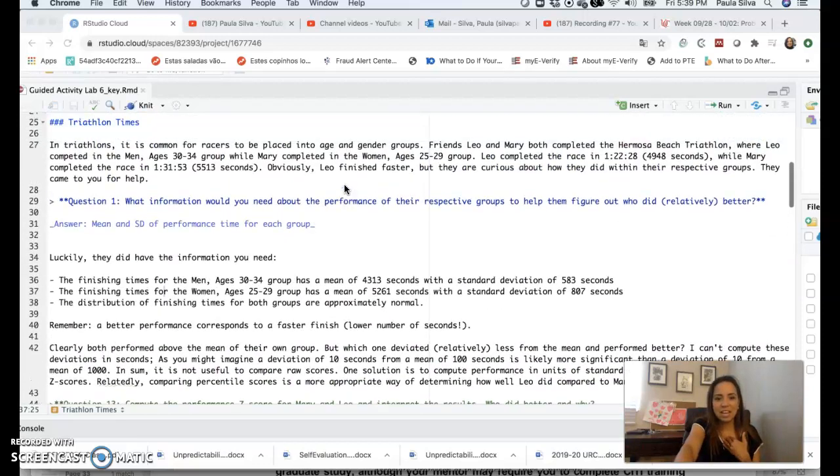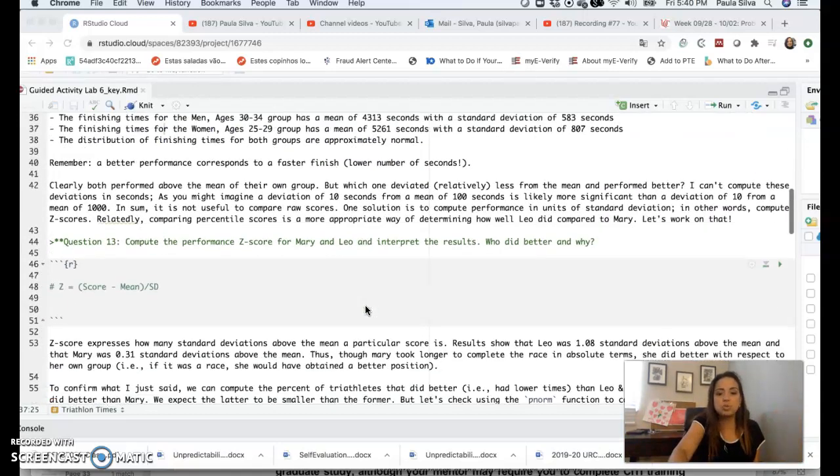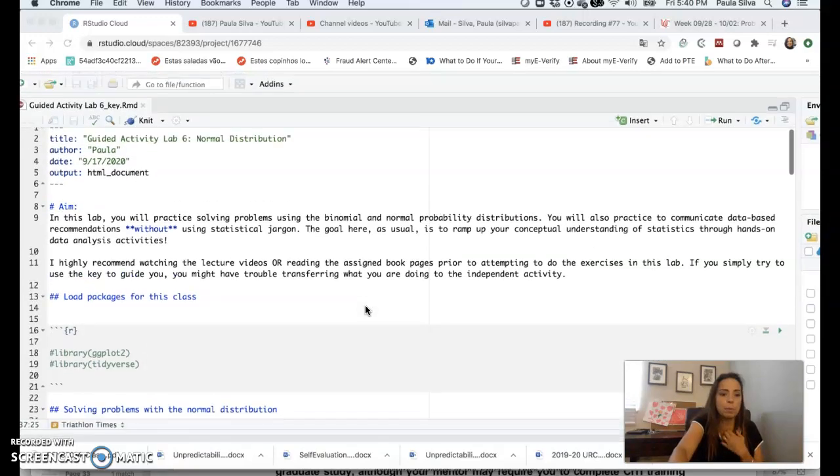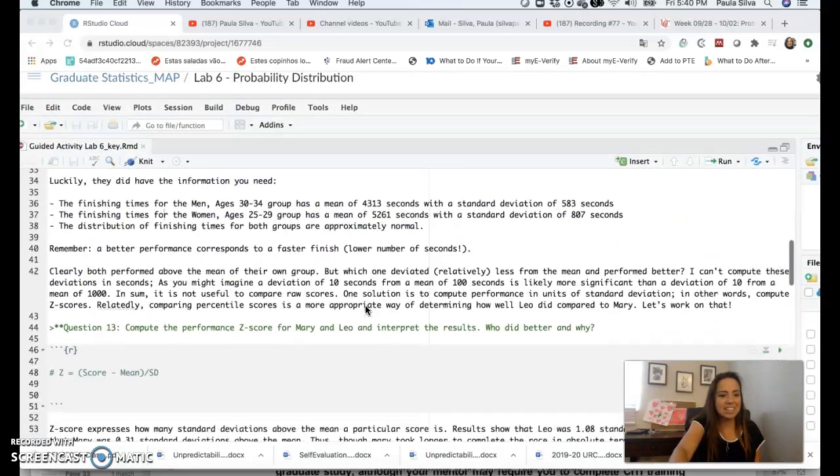So what I mean here is that it's not a matter of just looking at the number of seconds that Leo completed the race with, subtracting the mean score and using that difference, and doing the same for Mary, because both would be in seconds. And then, like I said, it's raw. What does that mean in the context of each distribution? So we need to do something different, and you probably know what it is that you need to do if you watched the lecture videos.